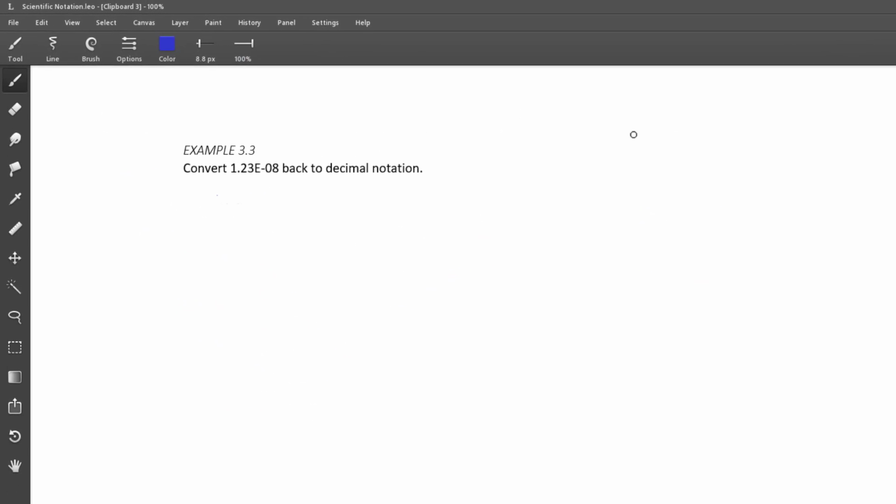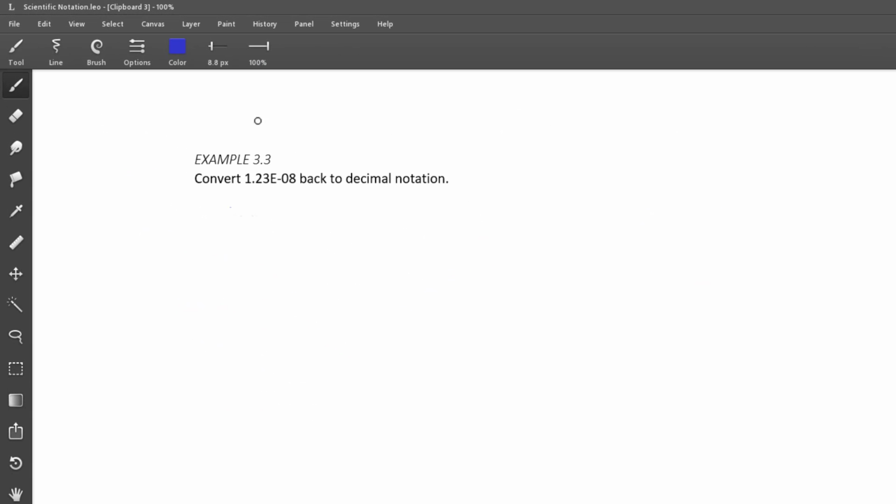All right, turning to example 3.3, we're asked to convert 1.23 times 10 to the negative eighth back to decimal notation. So of course, this is the more modern way to write 1.23 times 10 to the negative eighth. To convert it back to decimal notation, we've got to move that decimal 8 places to the left. That is what this negative 8 exponent means. So what decimal point do we have to move 8 places to the left? The 1 in the 1.23 part of this notation. So I'm going to write 1.23.